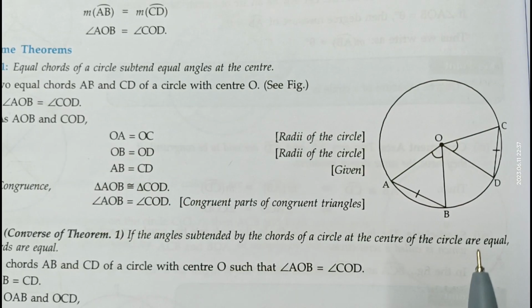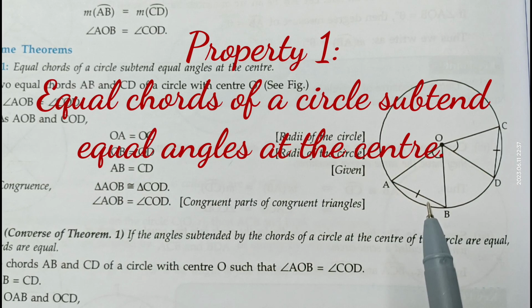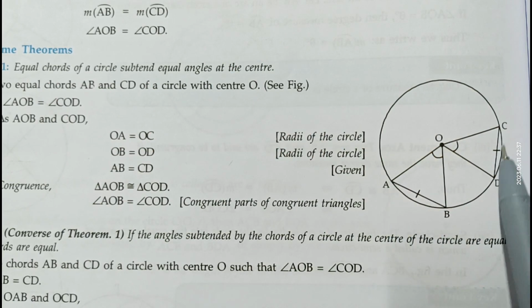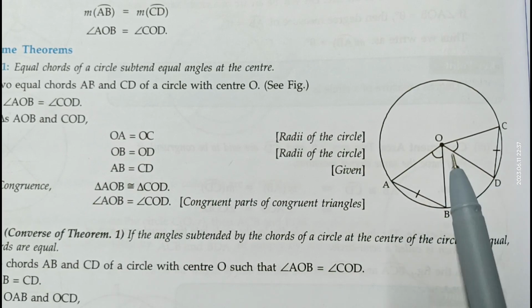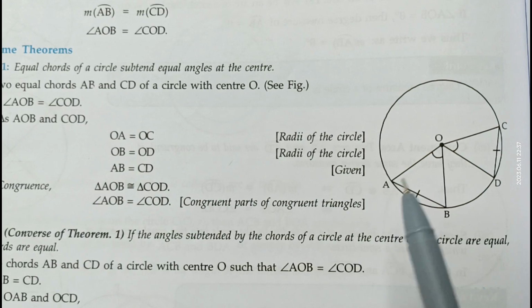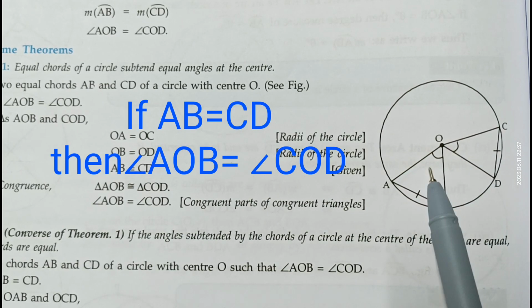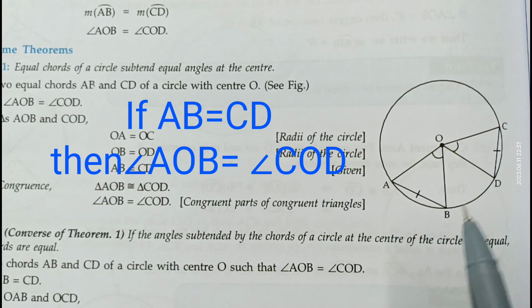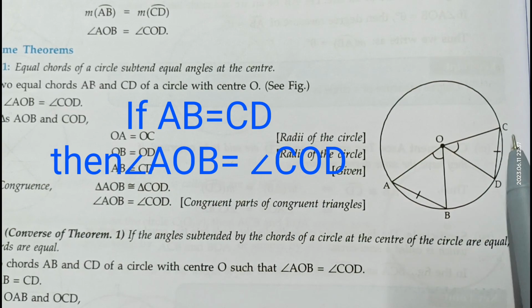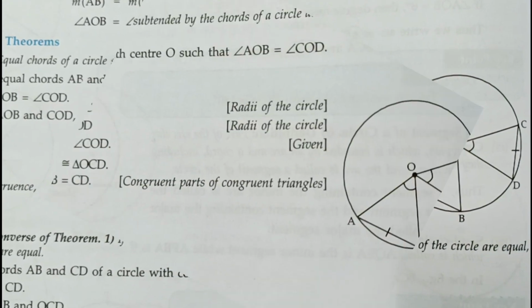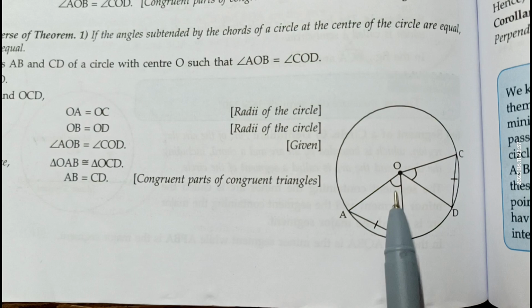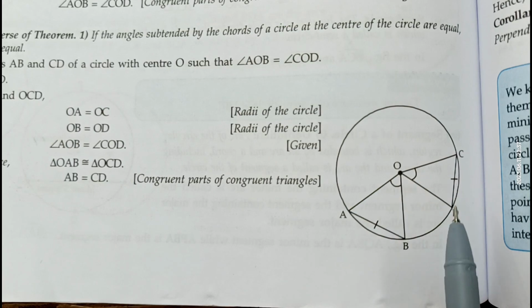Now property number 1: equal chords of a circle subtend equal angles at the center. In this circle, AB and CD are two equal chords. Then the angles formed by these chords at the center, that is angle AOB and angle COD, these two angles will be equal. So we can say if AB equals CD, then angle AOB will be equal to angle COD. Conversely, if these two angles are equal, then these two chords are of equal length.